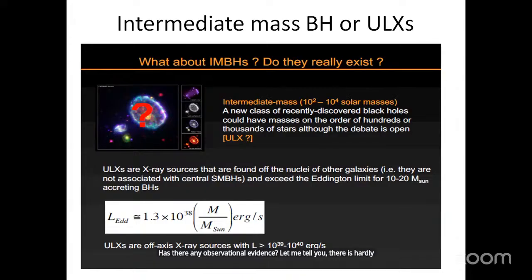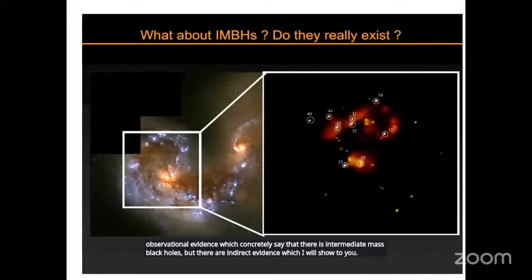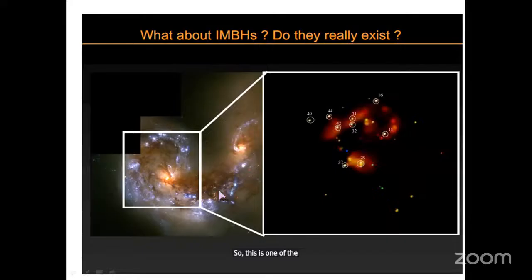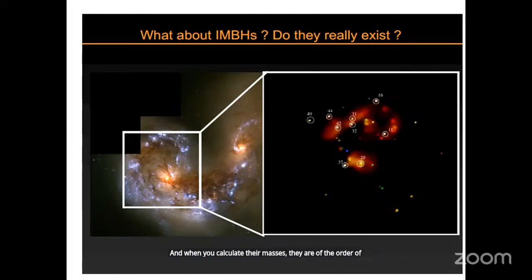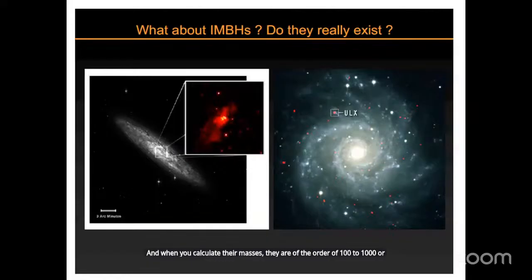Let me tell you, there is hardly any observational evidence which concretely says that there are intermediate mass black holes, but there is indirect evidence which I will show to you. This is an interacting galaxy, and all these small dots that you see are basically ULXs. ULXs means they have very high luminosities compared to stellar mass black holes. When you calculate their masses, they are of the order of 100 to 1000, or 2000, 3000 solar masses.